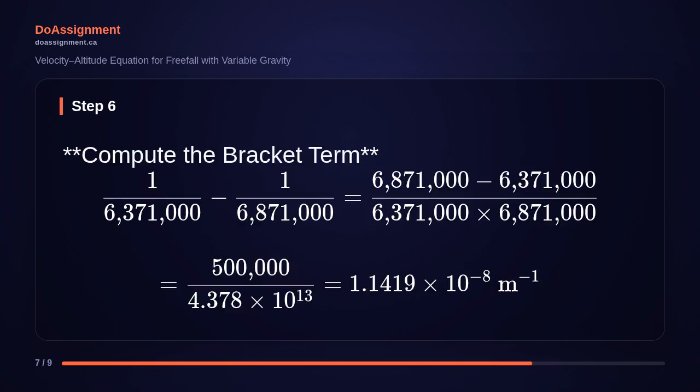We compute the difference of fractions by finding a common denominator. The numerator is 500,000, and the denominator is 6,371,000 times 6,871,000, which is approximately 4.378 times 10 to the 13th. This gives 1.1419 times 10 to the negative 8 per meter.